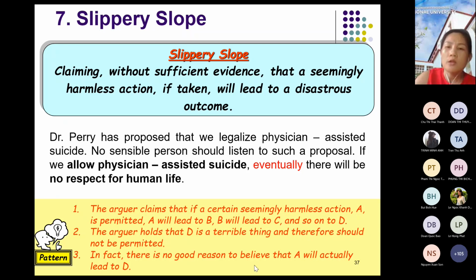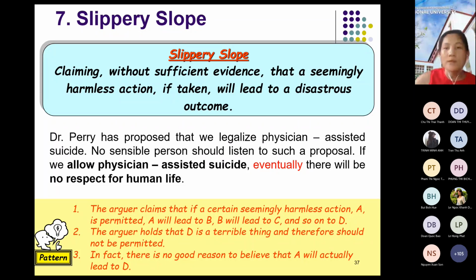Okay, so anyway, Dr. Perry made the argument to legalize that kind of activity, and the person said, oh, no sensible person should listen to such a proposal. It means that the person doesn't want to legalize this activity, and the reason is that if we allow physician-assisted suicide, eventually there will be no respect for human life. The person didn't provide the evidence, just said eventually. If we don't provide any sufficient evidence, just say eventually there will be no respect for human life, then the person is making the slippery slope fallacy.